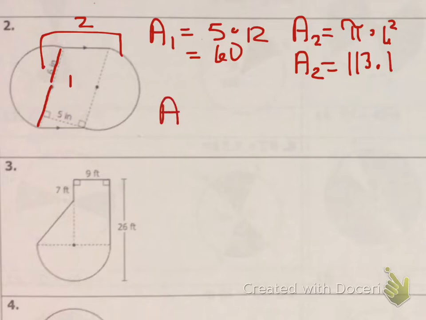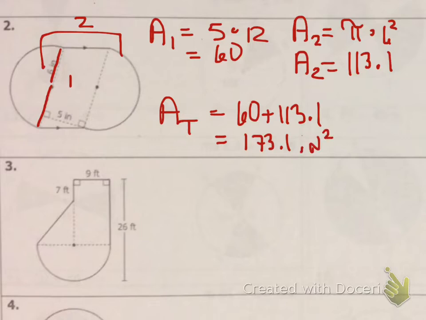So then again, what would I need to do to find the whole area? Okay, so I've got this into 2 regions. So the total here in this case is just the 60 plus the 113.1. And that would give me 173.1 inches squared. And there you go. That's all you have to do on that one.